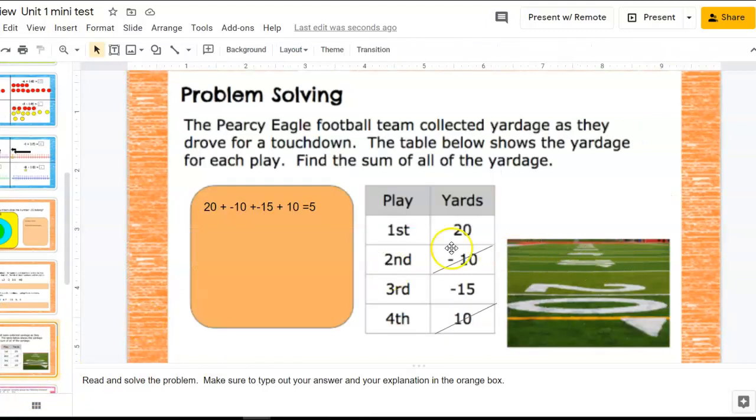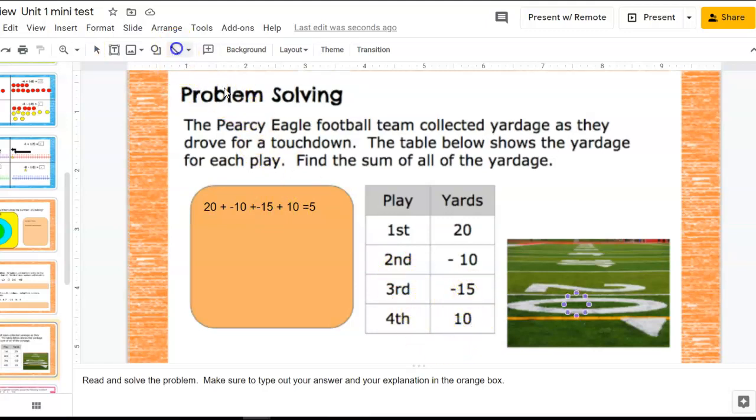So let's look at this one. Percy's football team collected yardage as they drove for a touchdown. The table below shows the yardage for each play. Find the sum. So we are adding. This is adding. 20 plus negative 10 plus negative 15 plus 10.